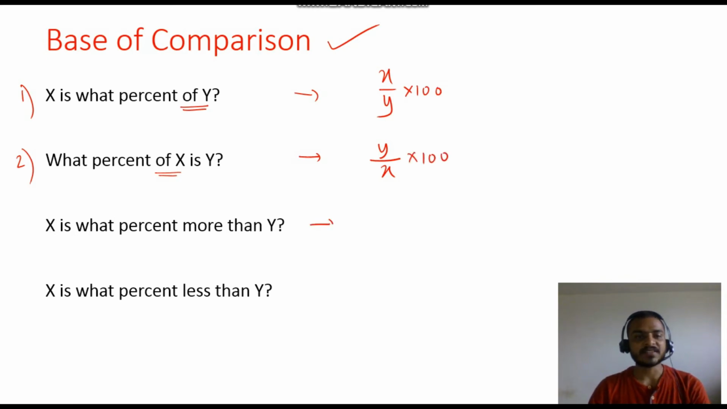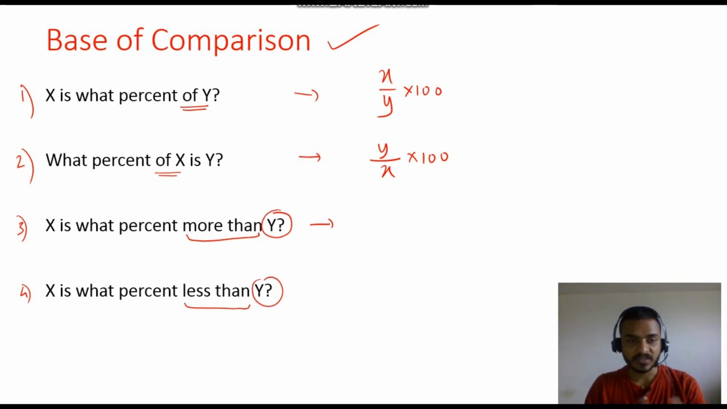Then the next one is x is what percent more than y? Now here the statement is "more than", and if you look at the fourth one, it is again "less than". So whenever we have a "more than" or "less than" statement, in that case the base of comparison is the variable which is mentioned after that. So it is y here, right? So in this statement the base of comparison is y. And what do we compare in these cases? Whenever there is "more than" or "less than" y, we compare the difference, the difference between x and y. So the question says x is what percent more than y, which means x is more. So it should be x minus y divided by y into 100.